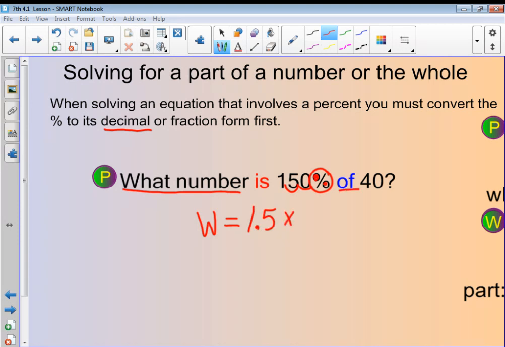Of means times 40. So once again, check to make sure where your letter is, and here's our equal sign. The W is by itself. So I can go ahead and do 1.5 times 40, and that gives me 60. So I just found out that W equals 60. So 60 is 150% of 40.